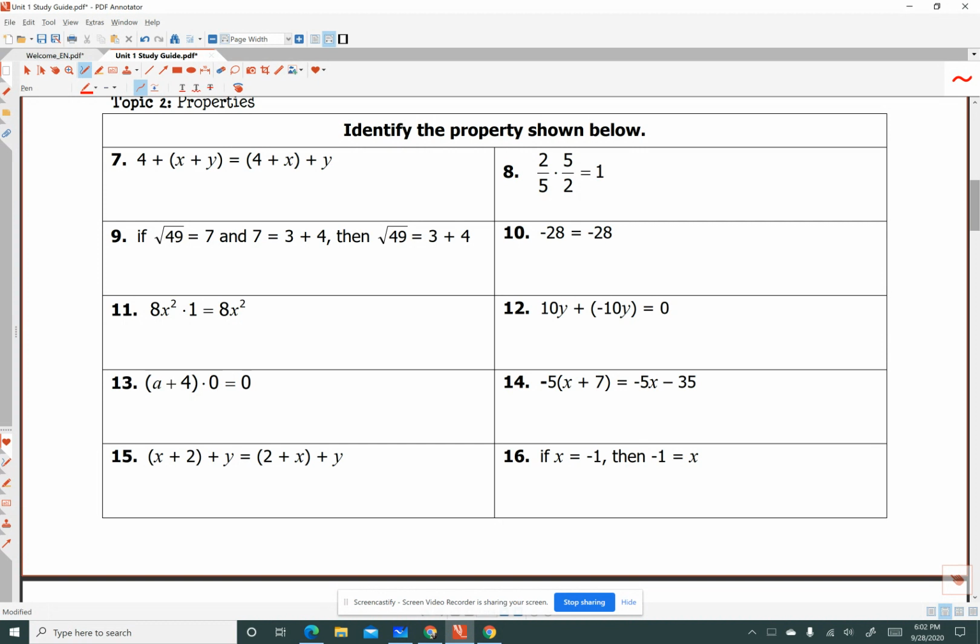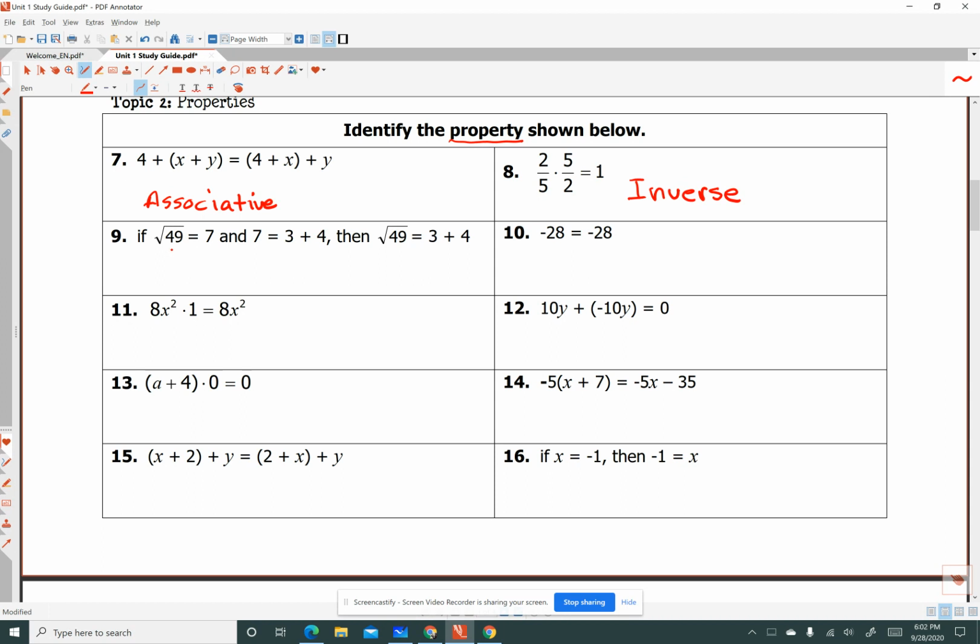Okay, here we're asked to identify the property shown below, just the property. So 4 plus the quantity of x plus y equals the quantity of 4 plus x plus y. That's a grouping property. That's the associative property. 2/5 times 5/2 equals 1 is the inverse. The multiplicative inverse creates 1.